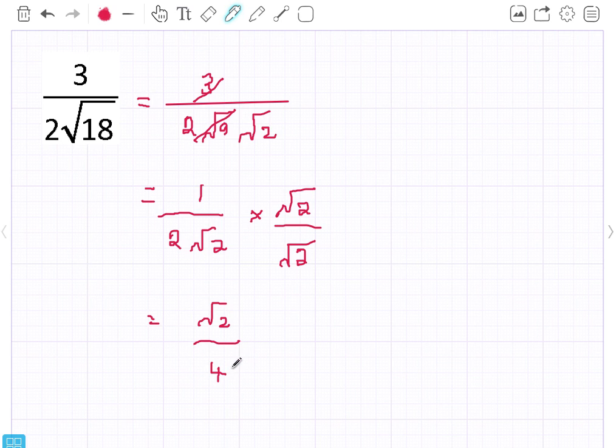this is now rationalised. So there's 3 quick ways to rationalise different surds.